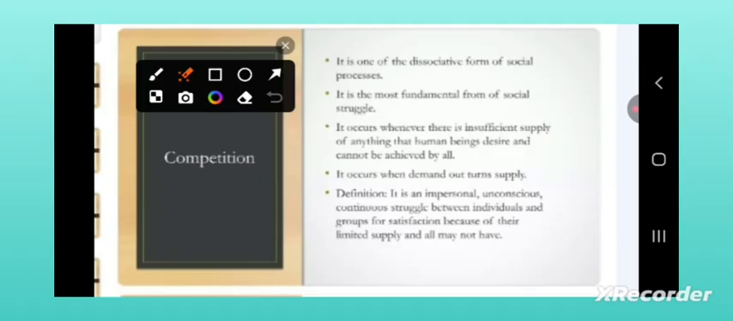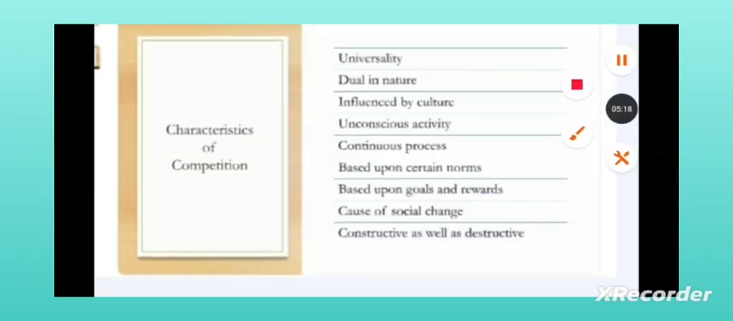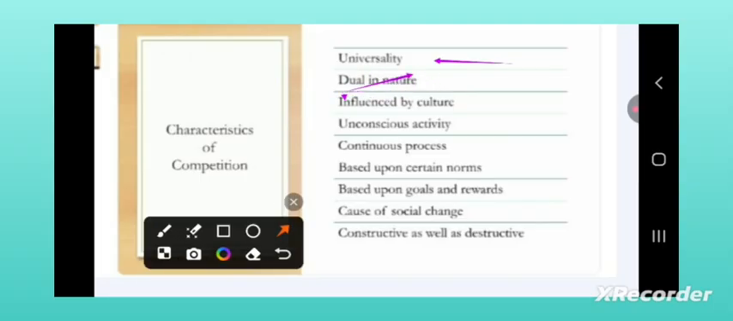Characteristics of competition. Universality. Competition is found in all societies and at all times. Dual in nature. It can be both beneficial, driving innovation, and harmful, causing stress or inequality.